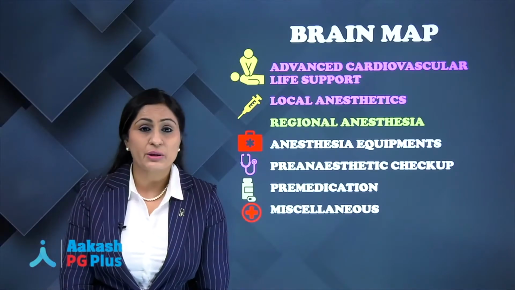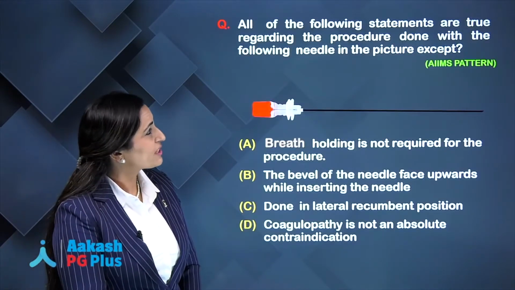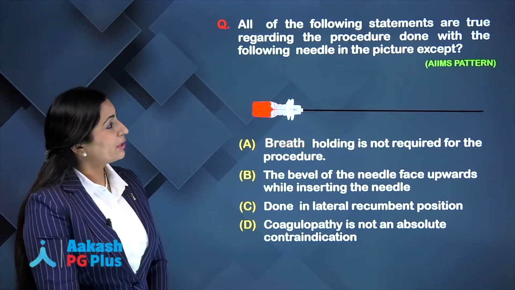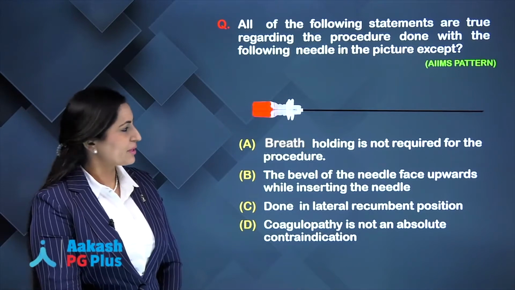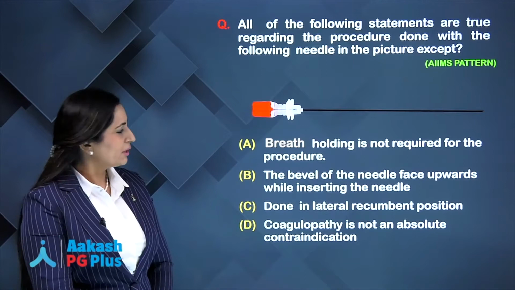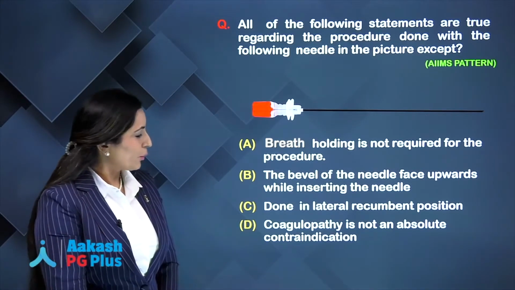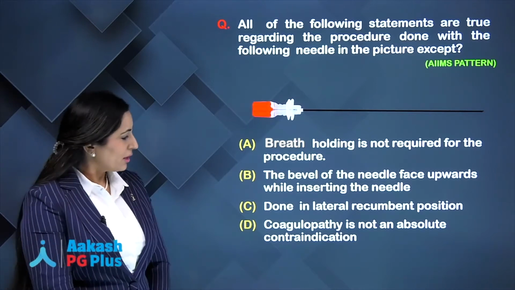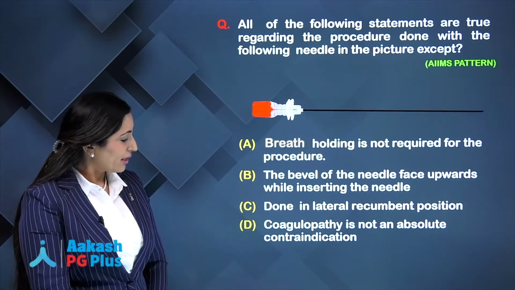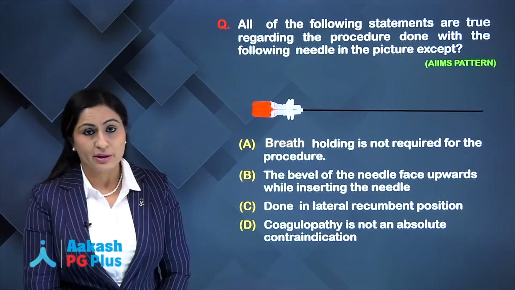So let us start with regional anesthesia. All of the following statements are true regarding the procedure done with the following needle in the picture, except: breath holding is not required for the procedure. The bevel of the needle faces upwards while inserting the needle. It is done in lateral recumbent position. And D choice, coagulopathy is not an absolute contraindication.